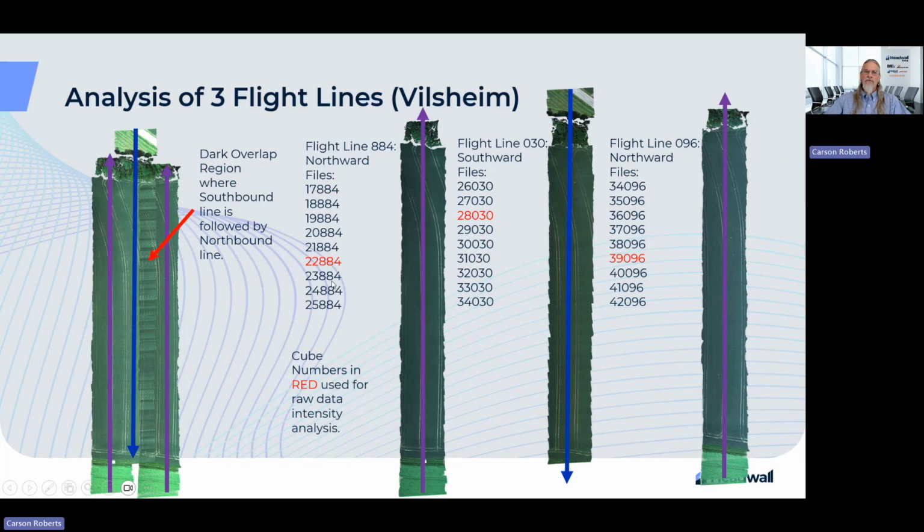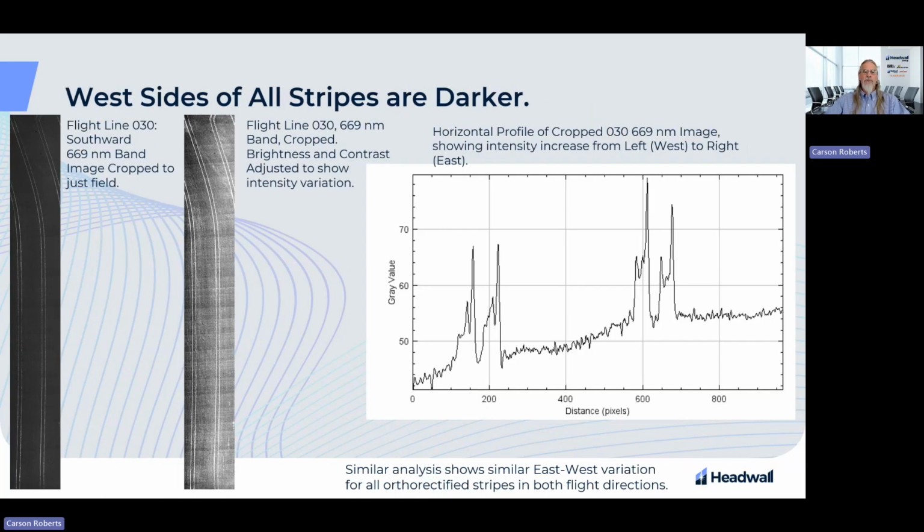So this northward flight, I call the 884 flight because they all end at 884, an 030 flight and an 096 flight. And in the next couple slides, I'm going to be looking at one of the cubes from each of these. But first, let's take a look at the actual orthorectified stripes. And so this is the 030 stripe.